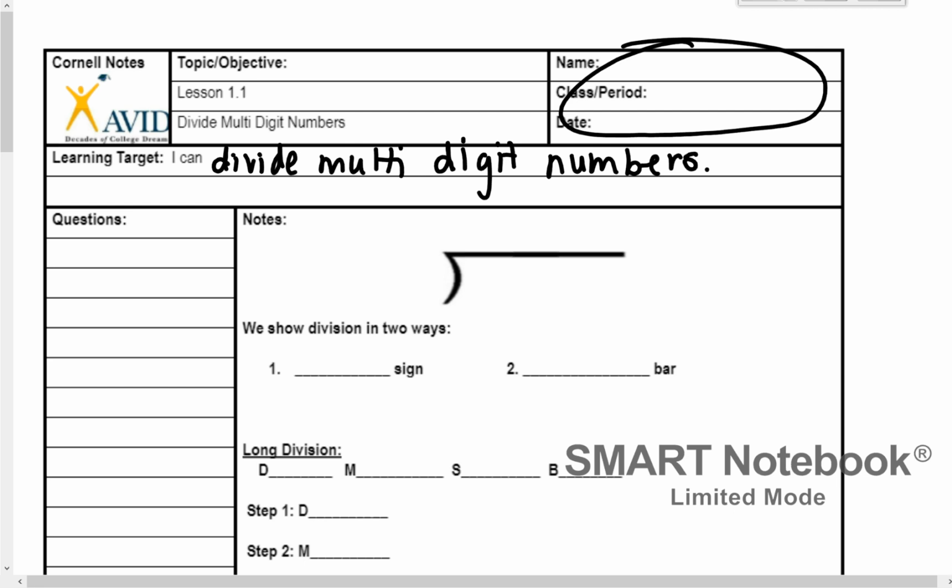All right, now we're just going to talk about some vocab before we get started. The three words that are involved in a division problem. When we have a division problem, we have like a 6 being divided by 3, which equals 2. Each one of those numbers has a name. The 6 in this situation is called a dividend. It's the number that's being divided.